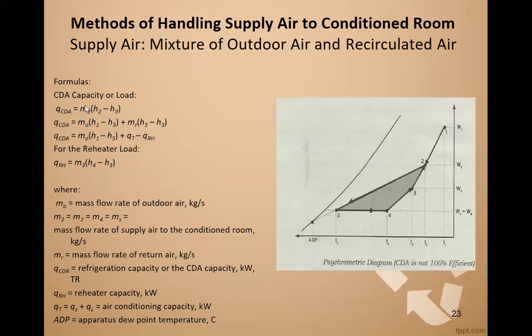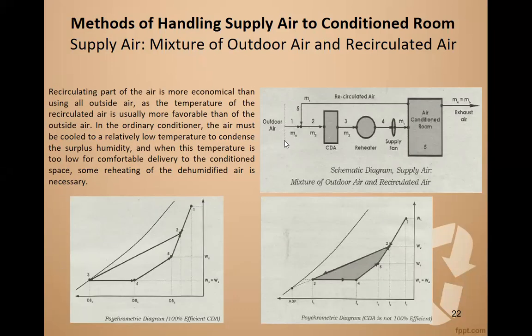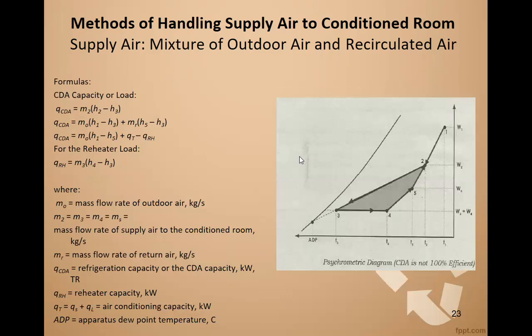So the formula for the CBA capacity or load is Q_CD equal to M2 times (H2 minus H3). Lalagay nyo dito yung mga M_O, M2, M_R, M3. Mga, lalagay nyo rin yan sa drawing nyo. Kung wala yan, ano yung result nyo? Maglalabas na lang sa solution nyo, yung magic. Wala namang nakalagay dyan sa figure. Ha? The figure is important.